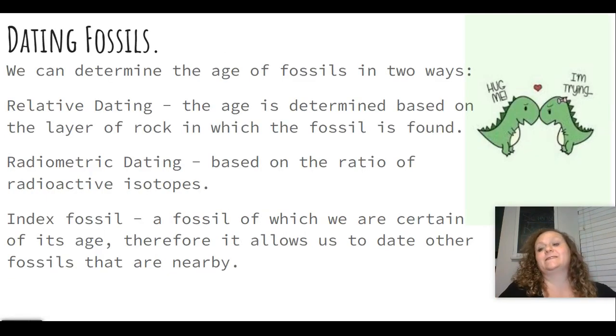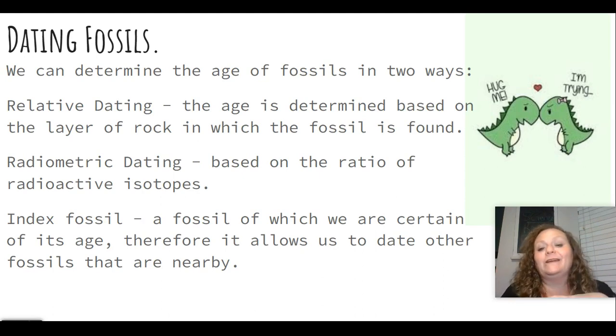So, fossils give us lots of information, not just how the organism looked or how the organism walked in the case of footprints or what was left behind, but it actually can also give us a date, a time period that we're looking at. And there's a couple of ways that we can date fossils. To determine their age, we have either relative dating, which is basically determining the age of the fossil based on the layer of rock. And relative dating means it's relative to what's around it. So it's going to be older than some layers or younger than other layers.